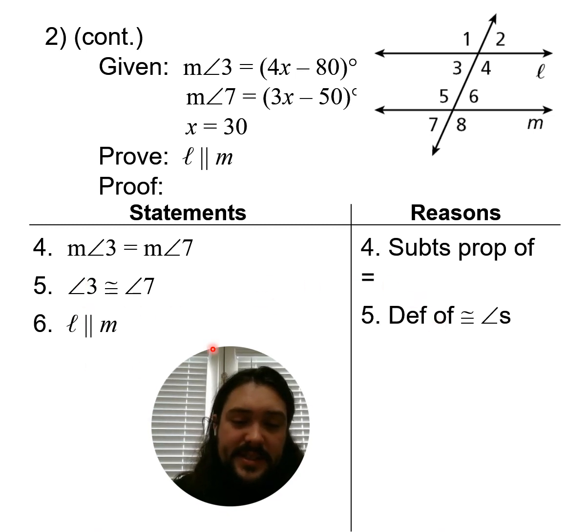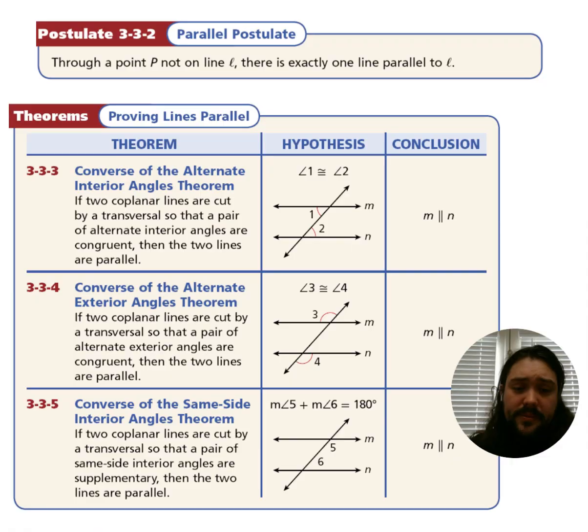So that's the reasoning for number 5. And then for number 6, we know that these two lines L and M are parallel, right? Angles 3 and 7 are corresponding angles. 3 is corresponding to 7. If they are congruent, then the lines are parallel. So that is the converse of the corresponding angles postulate. Okay, so that takes us through that second example.